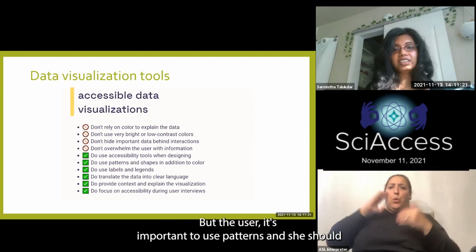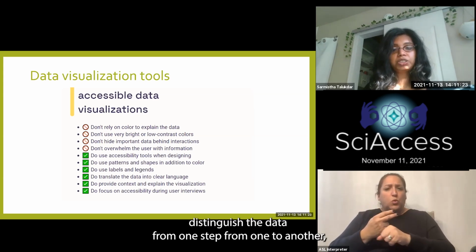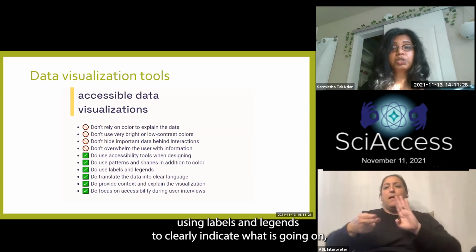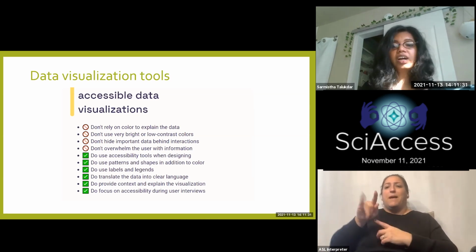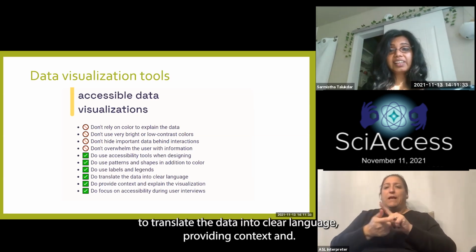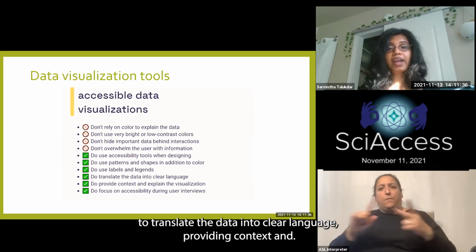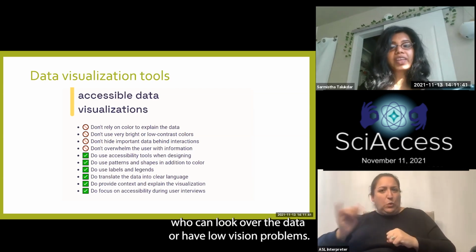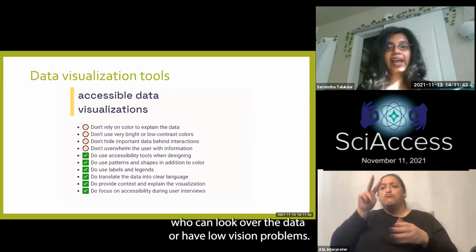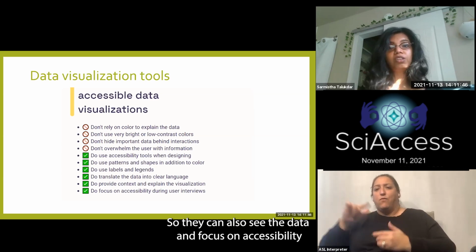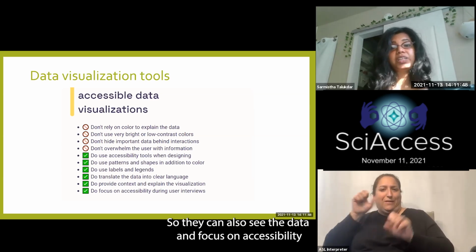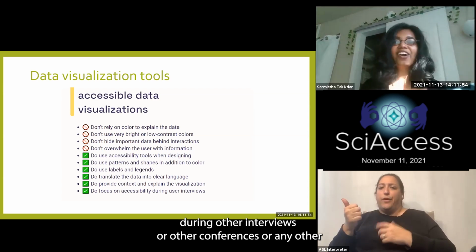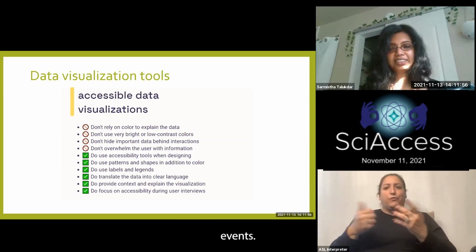It's important to use patterns and shapes in addition to color to distinguish the data from one another, using labels and legends to clearly indicate what is going on, to translate the data into clear language, providing context to and explaining the visualization so that folks who cannot look over the data or have low vision problems can also hear the data. And focus on accessibility during interviews, conferences, or any other events.